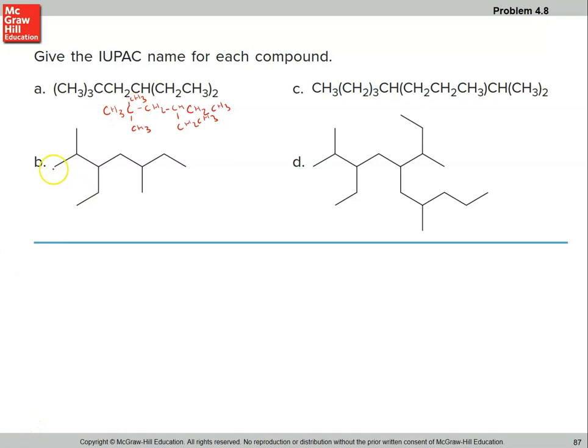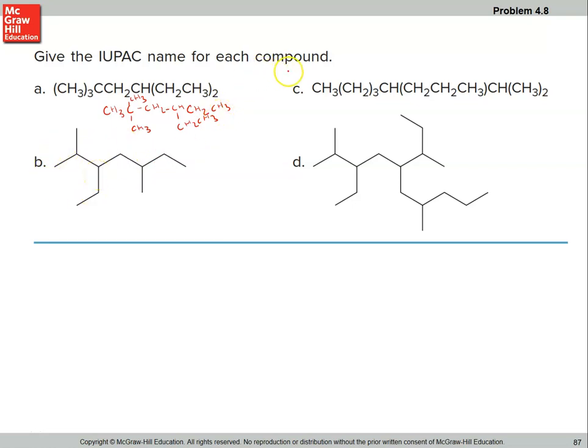For B, we're going to count from here. So 1, 2, 3, 4, 5, 6, 7, that's heptane. And we have substituent groups off of the 2, the 3, and the 5. So 3-ethyl-2,5-dimethylheptane should be the name for B.